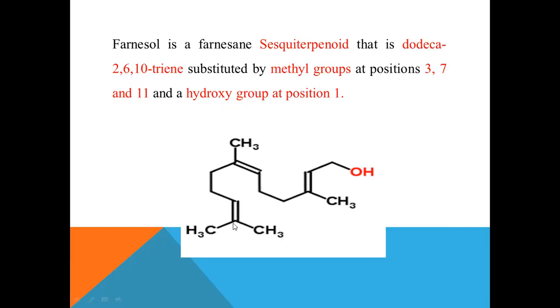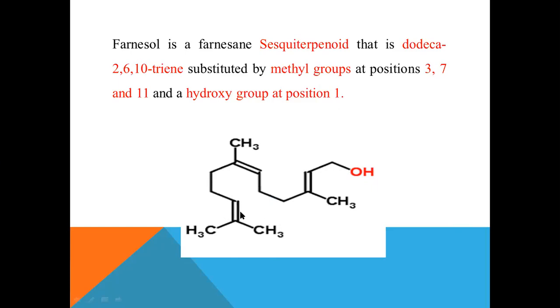So, you can see from here, second position, this is second, third, fourth, fifth, sixth, 7th, 8th, 9th and 10th. Second position, there is a double bond. 6th position, there is a double bond. 10th position, there is a double bond. And at the end, there is the hydroxy group that is present. And here, it is carrying 3 methyl groups at the third position, 7th position and 11th position. So, here you can see a third position methyl group, 4th, 5th, 6th, this is 7th, 8th, 9th, 10th and 11th, there is one methyl group.